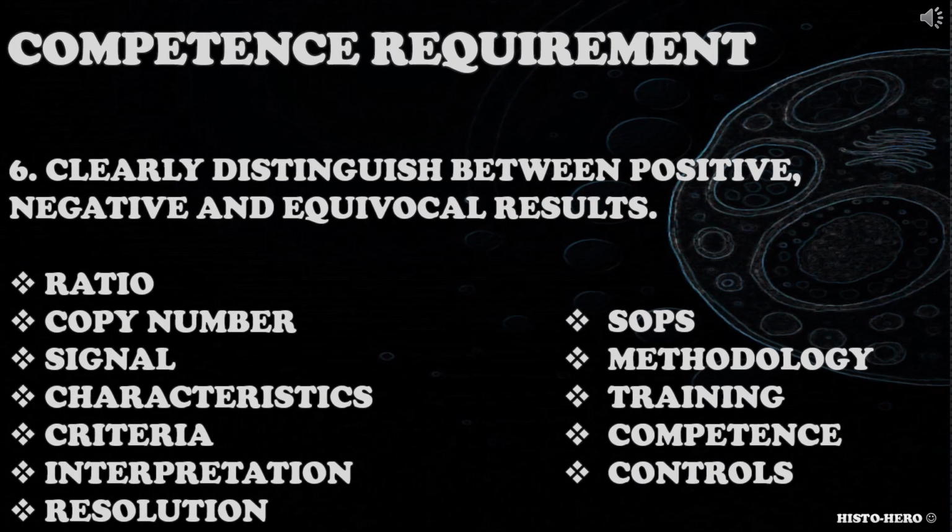The sixth competence requirement is for you to clearly distinguish between positive, negative, and equivocal results. What are positive, negative, and equivocal results for in situ hybridization? How would you distinguish between them?